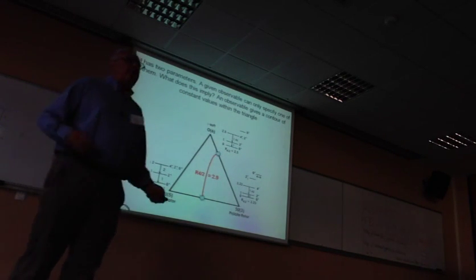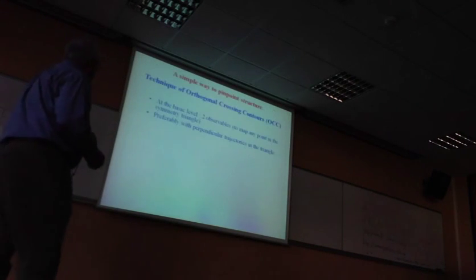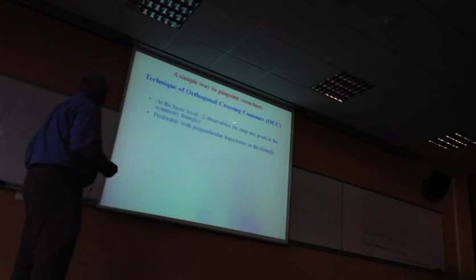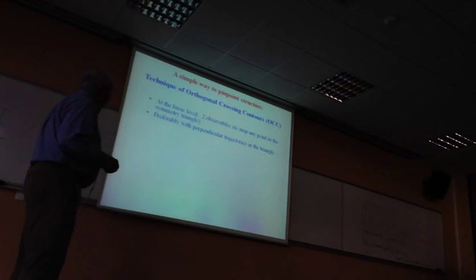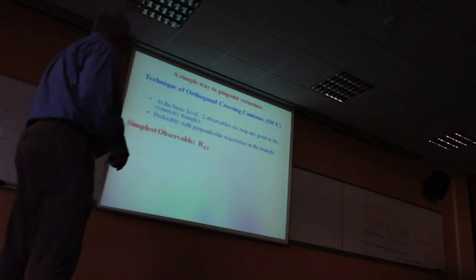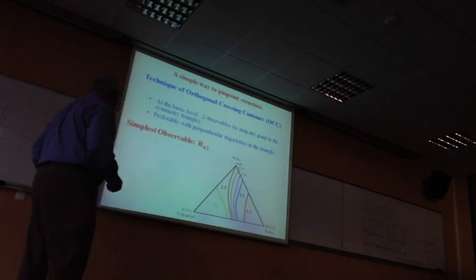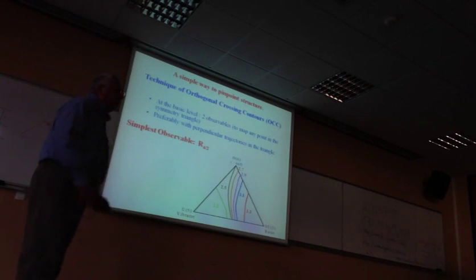So remember that R42 is a great guide, but it's not everything. Okay, so here's the idea of the technique of orthogonal crossing contours, OCC. You need two observables, and preferably you'd like them with perpendicular trajectories so you can pinpoint something. So the simplest observable is R42. These are contours of constant R42 in the triangle.